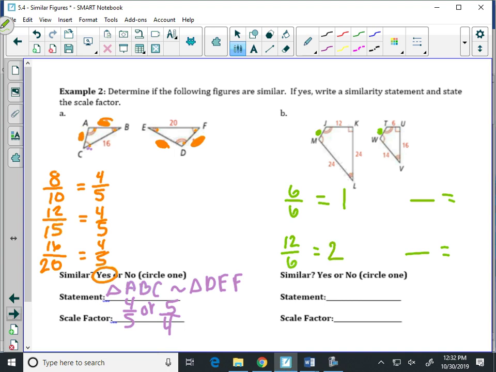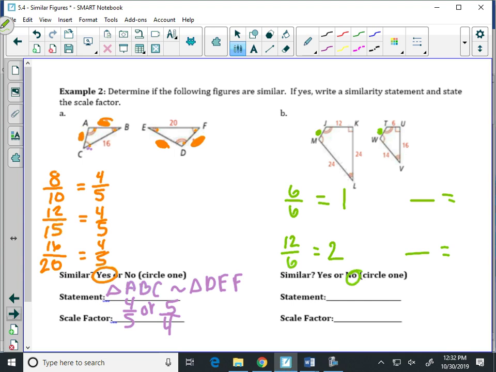Can we stop? Yeah, why can we stop? Yeah, they're not the same. 1 is not equal to 2. Therefore, they're not similar. Their sides are not proportional. We didn't get the same fraction. If you do the other sides, the same thing will happen.